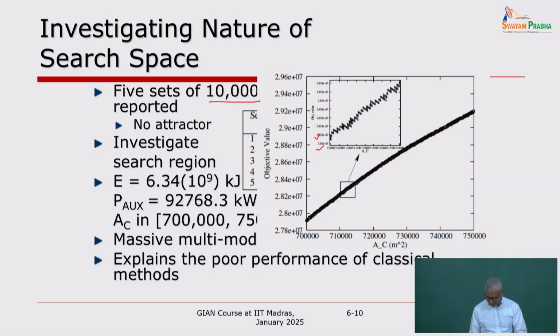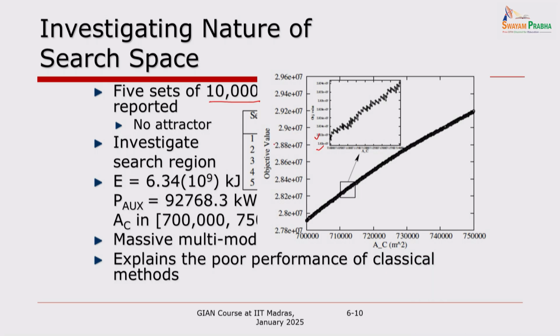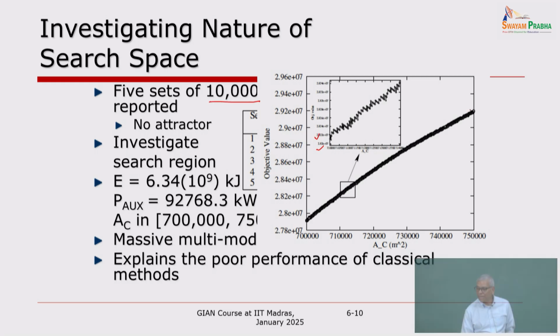So I asked him, okay, let's try to understand. Let's fix 2 variables and vary one of them. So we vary one, which is the solar collector, from 700,000 to 750,000, and the other 2 are fixed to some value. And I look at the objective function, which is profit. As I increase the solar collector, the profit increases, which is likely. So that makes sense. Apparently it's monotonic.